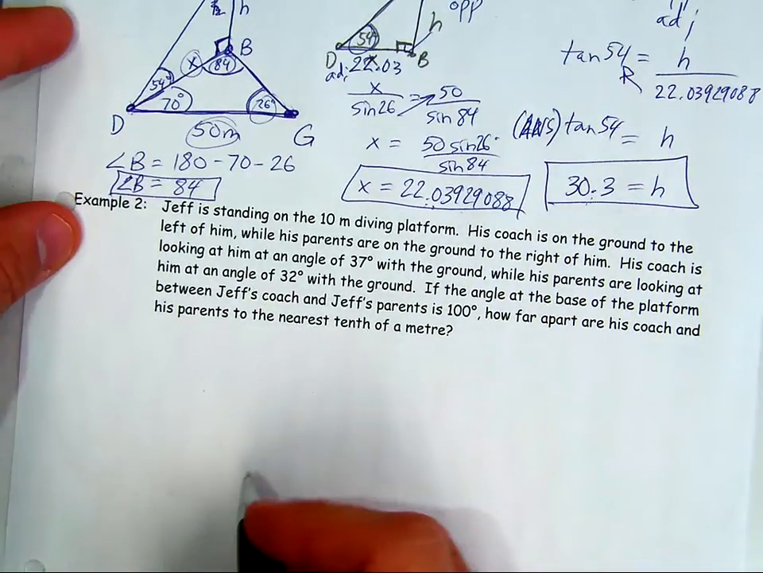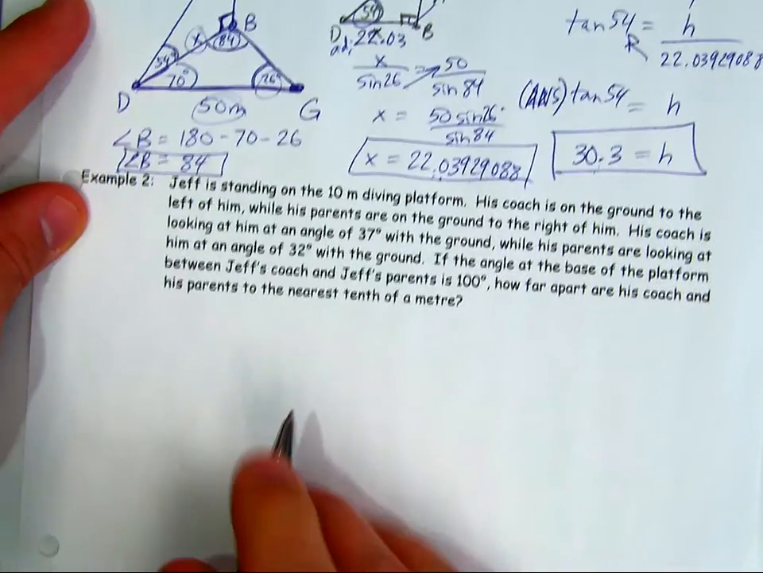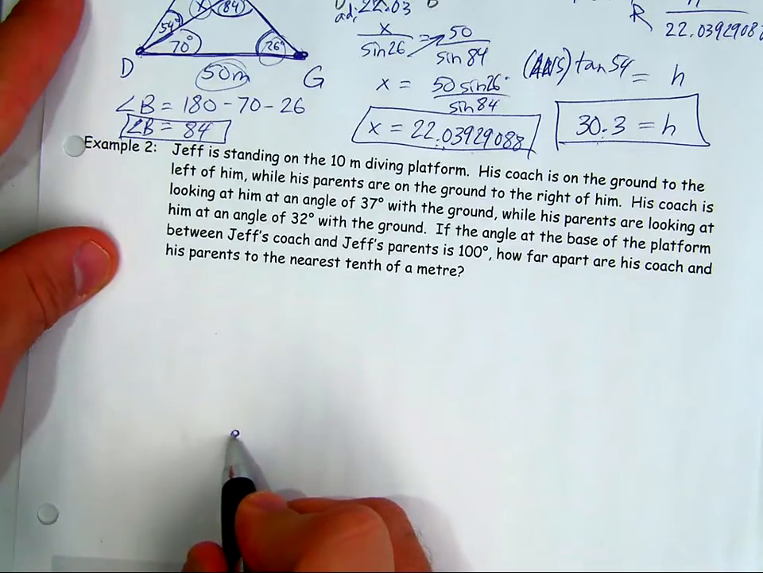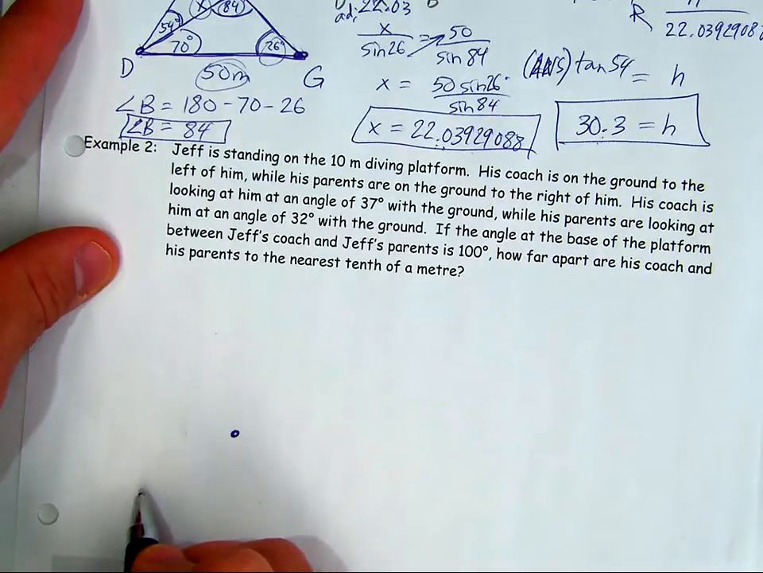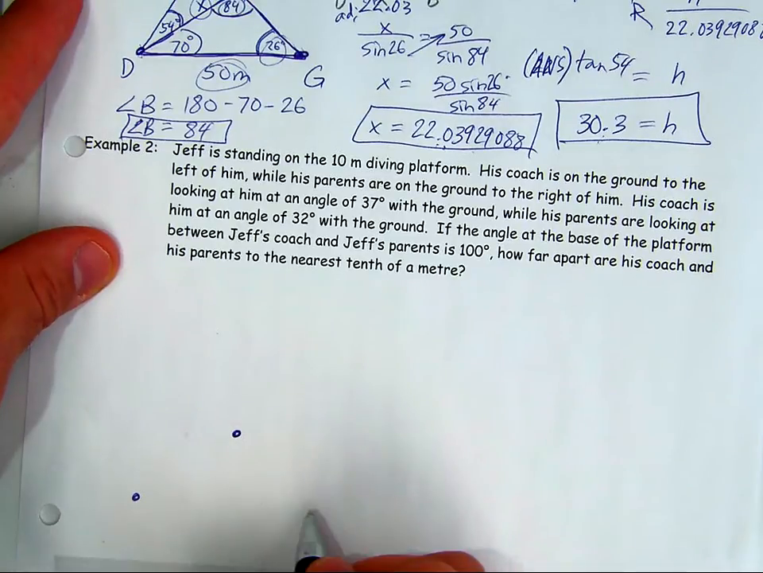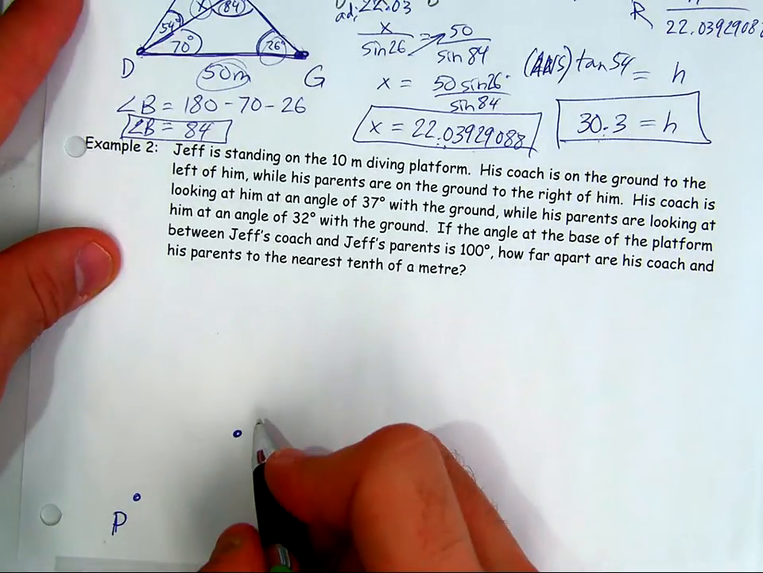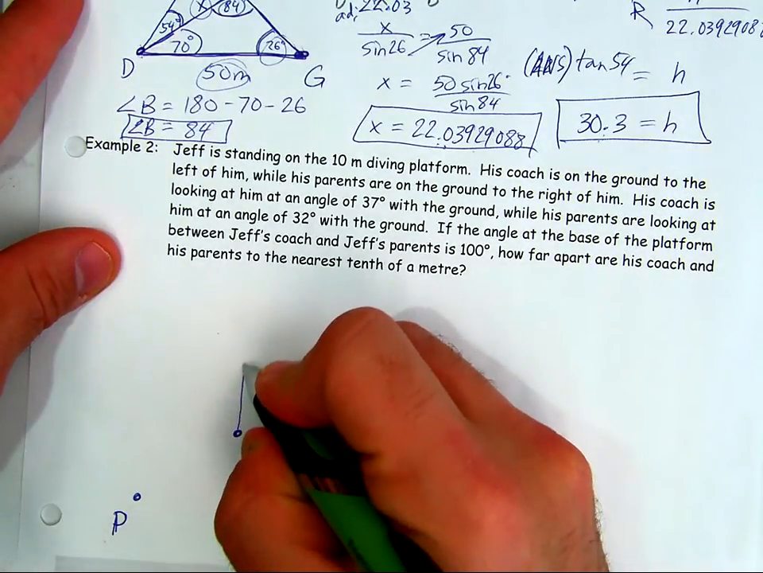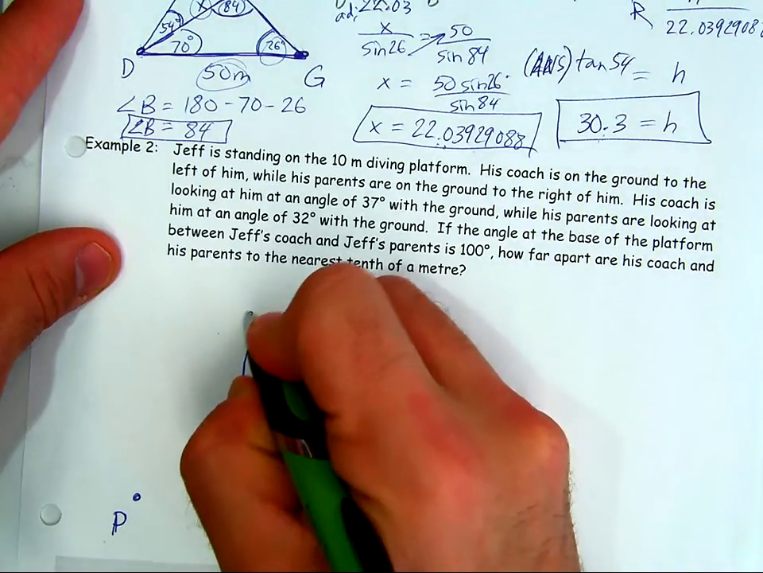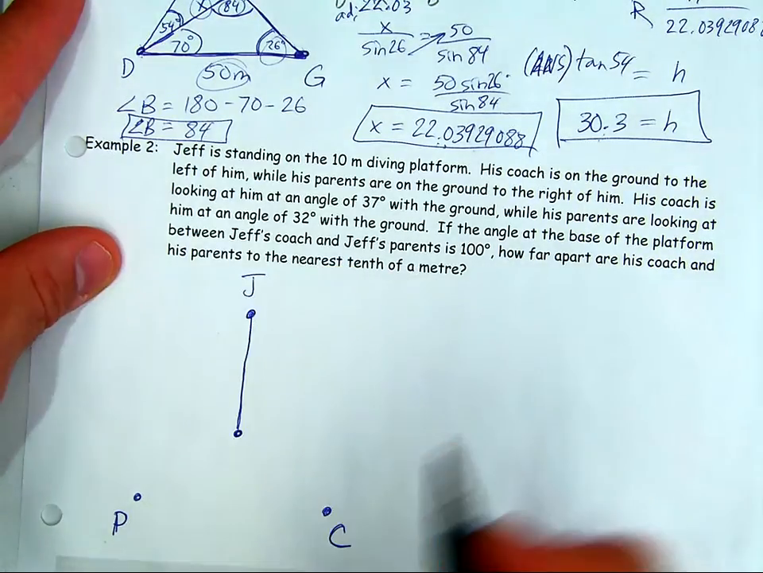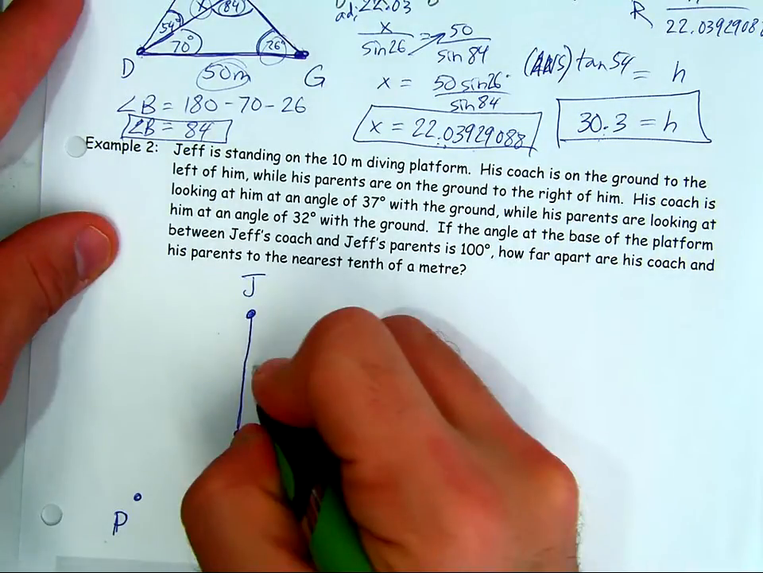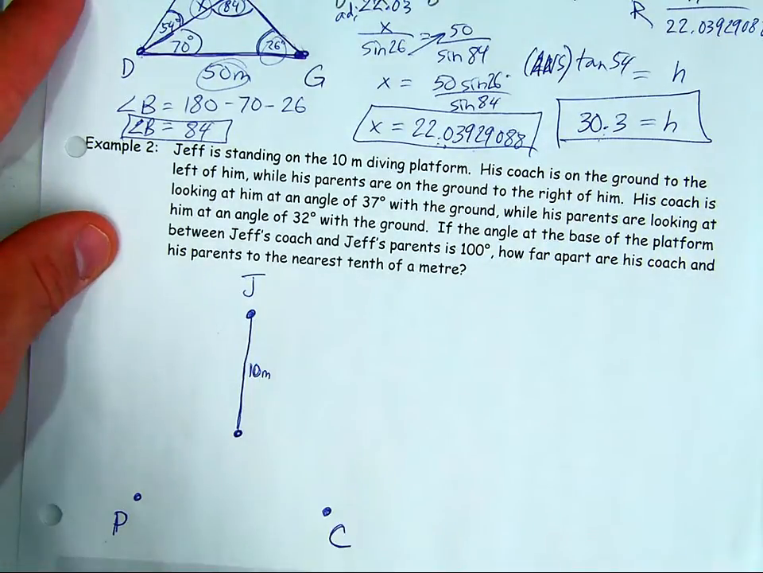So it's very important that you understand, when you're drawing a diagram here, you have three things that are on the ground. You have the base of the platform, you have Jeff's parents, right about here, let's say, and you also have Jeff's coach. So I'll write P for parents and C for coach. And so this is the diving board, and let's say Jeff is at the top of this diving board, okay? And we know that the diving board is 10 meters. We know that. All right?